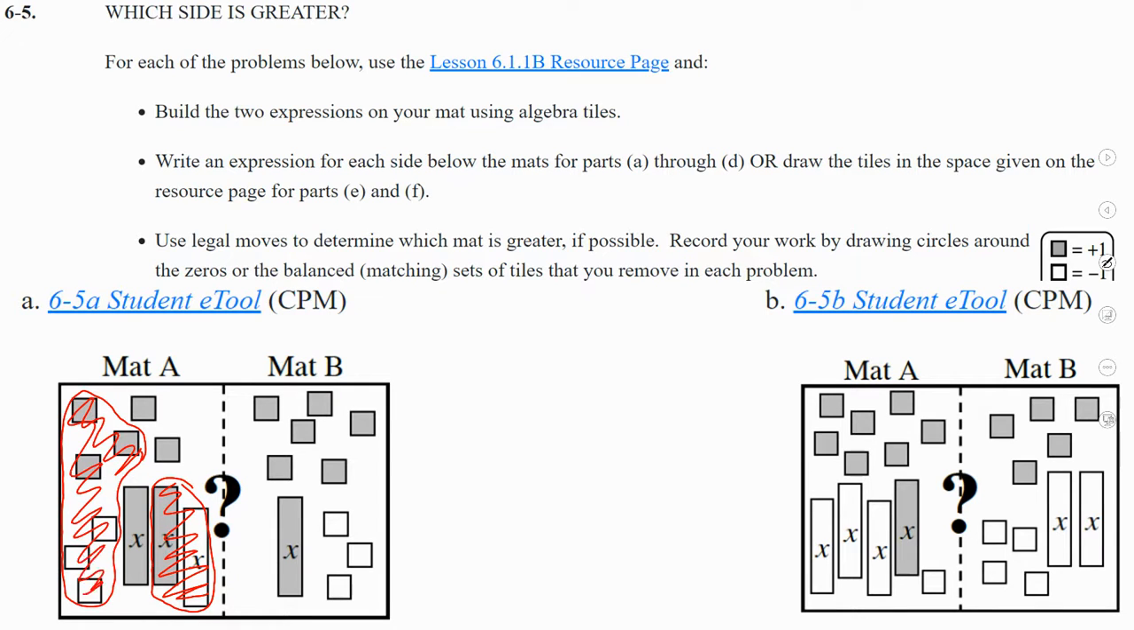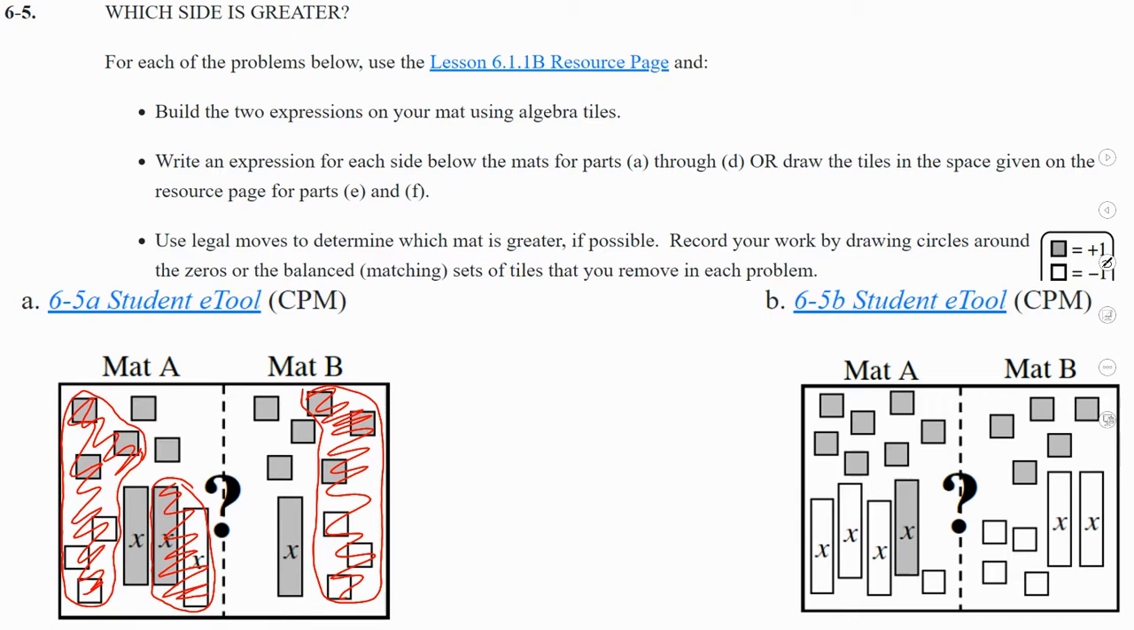Then from there, let's take a look at mat B. I have nothing to combine with that x, but I do have 3 positive and 3 negative tiles that I can go ahead and zero pair. So those are taken care of.